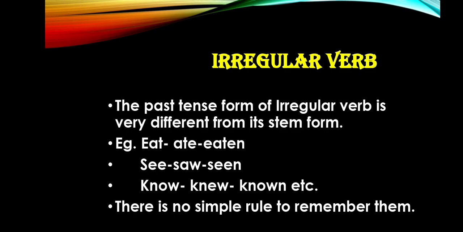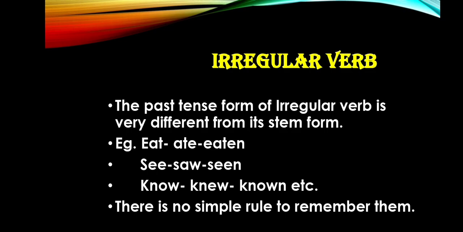Then what is the difference between regular and irregular verbs? The past tense form of irregular verb is very different from its stem form. It is not formed by attaching just ed or d form. See, how is it? Eat is the stem verb and ate is its past tense form, which shows that this is irregular verb. It is completely different from eat.